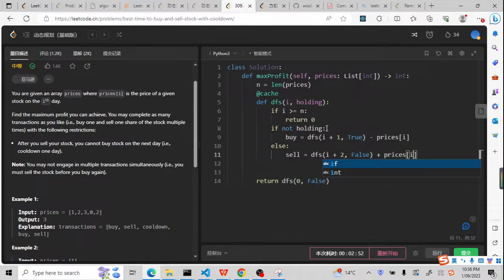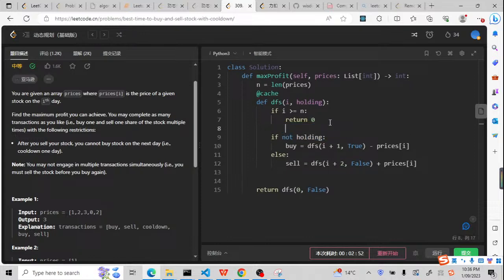But no matter which state I'm in, holding or not holding, I will still have a cooldown state. So the cooldown state will follow the current state. If the current is holding or not holding, I will keep the current state. So I have another state, it is cooldown. The cooldown will be DFS i plus 1 with the holding. So here inside cannot be true or false. It must follow the current state.